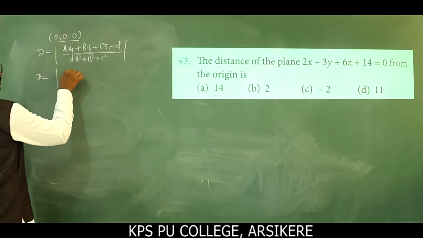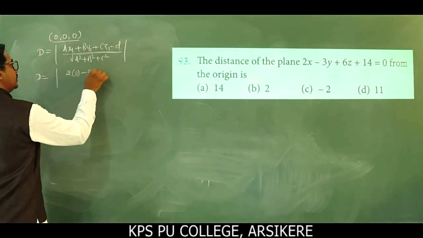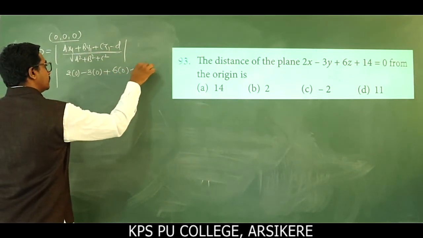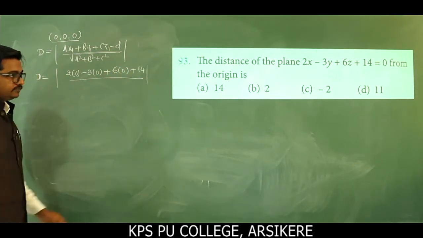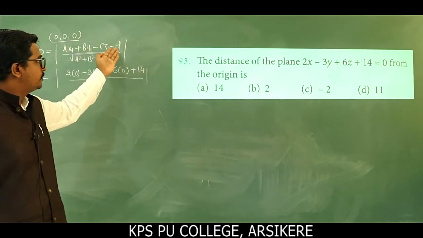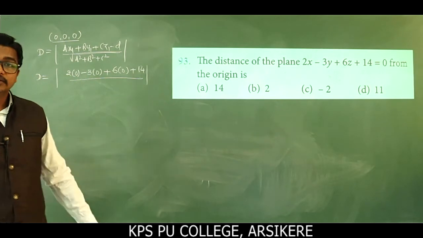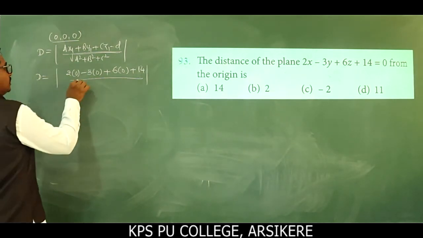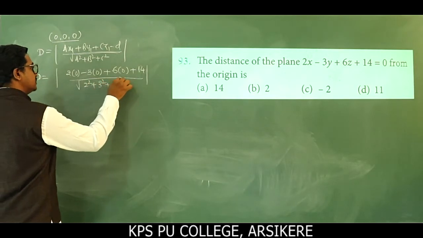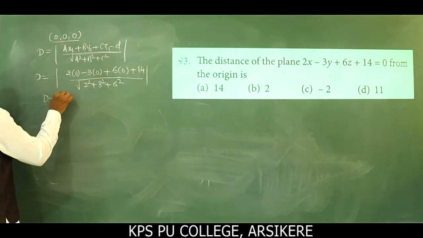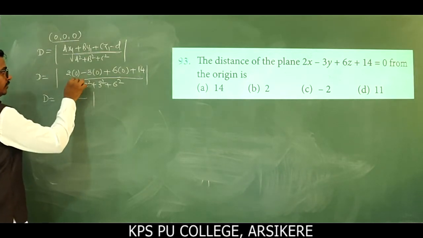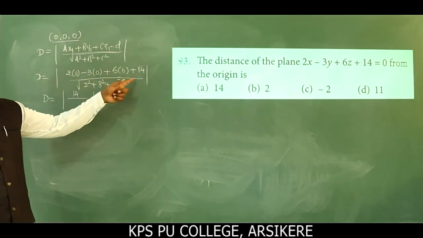This is 2 into 0 minus 3 into 0 plus 6 into 0 plus 14. The equation is equal to 0, so d comes to the left hand side, but it is not a problem. Divided by root of 2 square plus 3 square plus 6 square. So distance is modulus of 2 into 0, minus 3 into 0, plus 6 into 0 all becomes 0.